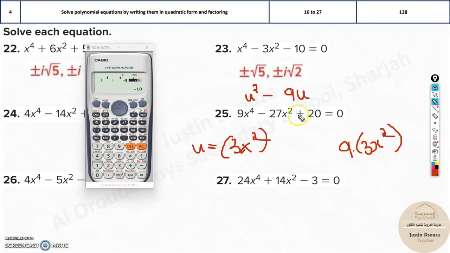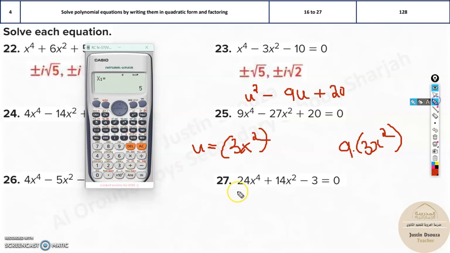When you multiply this, it's going to be 27x squared, so that's why I've written it like this. And then lastly, we have 20. This is a constant, it does not matter. Now substitute these values. What is before u squared? That's 1. Minus 9 then, because before u it's minus 9. And lastly, we have 20.